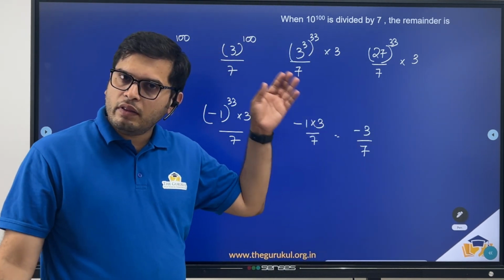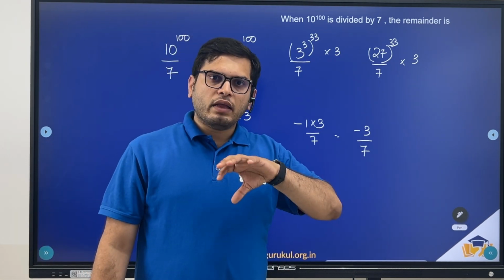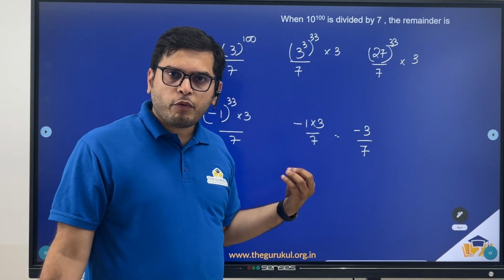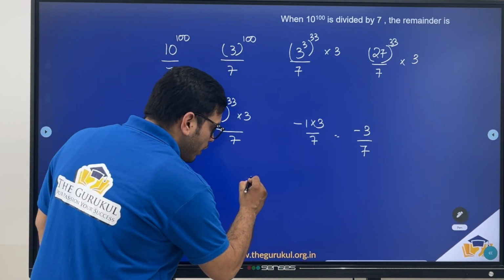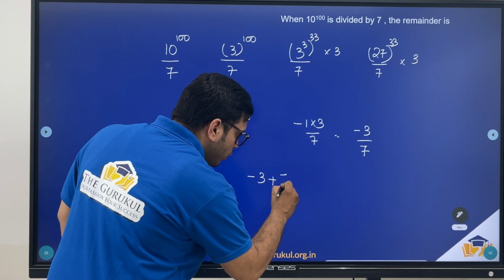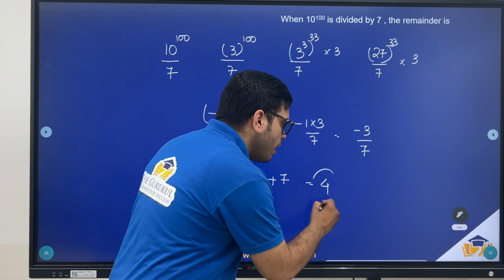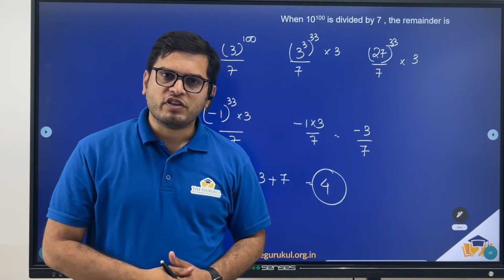Guys, this is not 3. The remainder is minus 3. But the answer for the remainder should always be positive. Now from a negative remainder, how should we get a positive remainder? All you need to do is add that negative remainder to the divisor. So minus 3 plus 7, 4, and that should be the answer to this question.